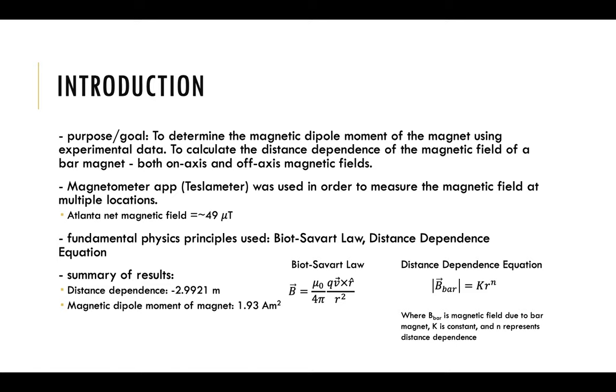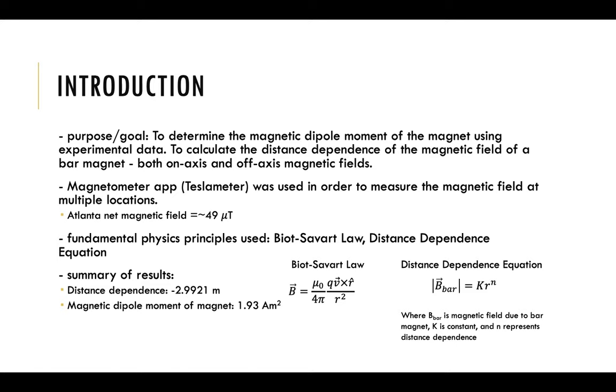The fundamental physics principles used in this lab were the Biot-Savart law and the distance dependence equation, both of which are shown below. In the distance dependence equation, B bar is the magnetic field due to the bar magnet, K is a constant, and n represents the distance dependence, which is the value we're looking to find.